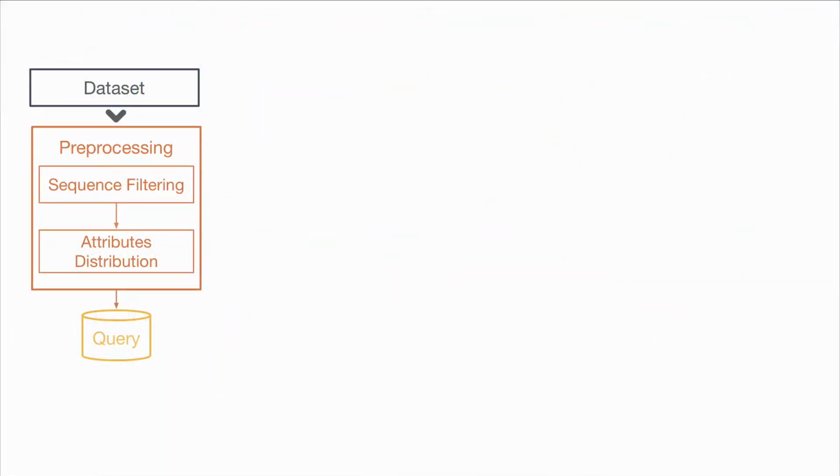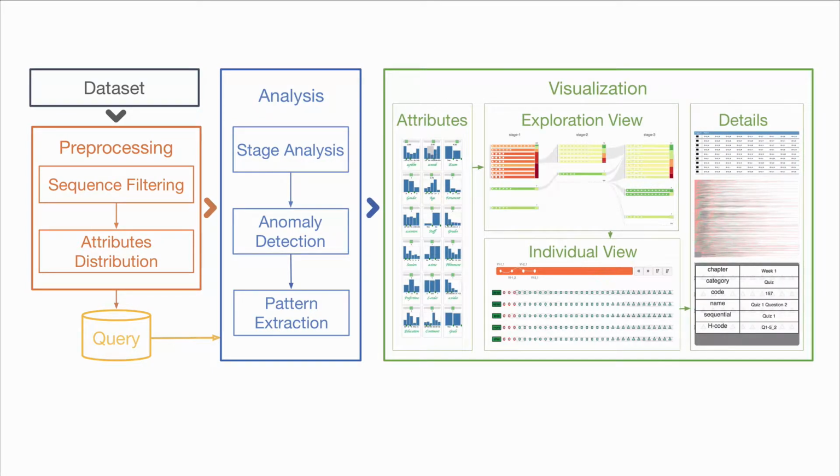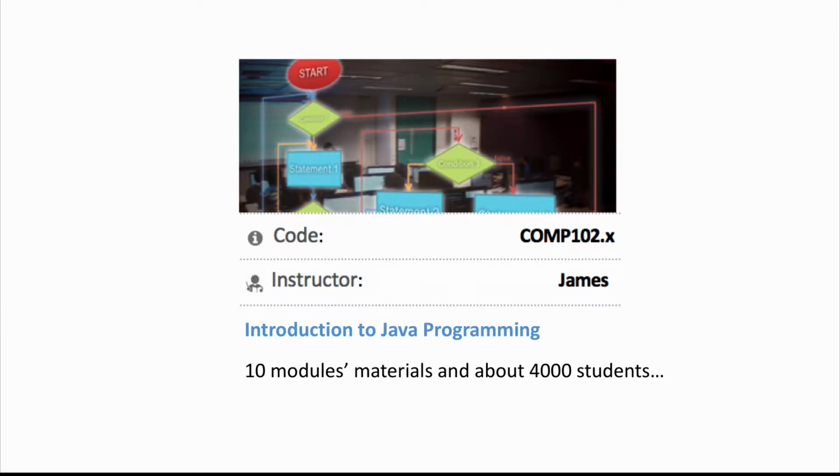Our system is composed of three major steps: a data preprocessing module for transferring raw data into learning sequences and extracting the attributes for query, an analysis module for anomaly detection and frequent pattern identification, and a visualization module for interactive visual analysis. In this video, we demonstrate the application of MOOCad by analyzing a real-world dataset from a Java programming course. The course contains 10 modules of material and enrolls about 4,000 students.